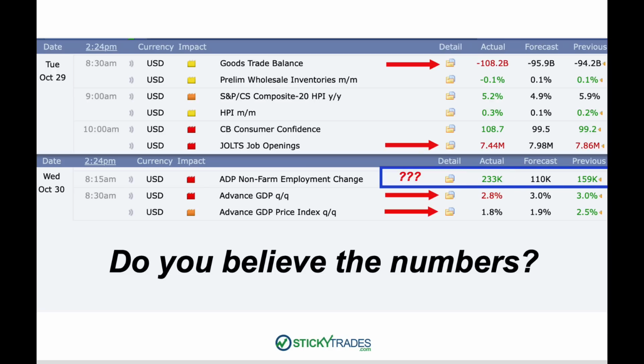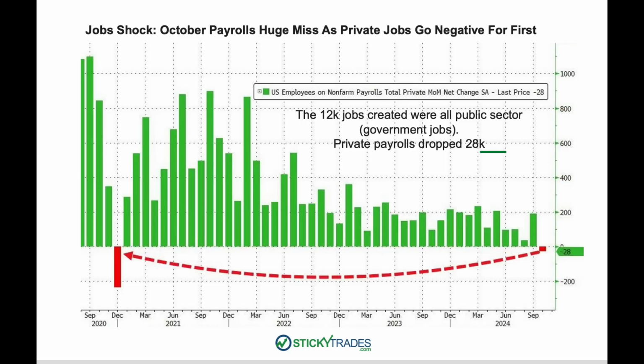How can you trust these numbers when the employment change is showing a dramatic increase, but the job openings are showing a dramatic decrease? And when we put that all together, and I'm going to come back to this slide, when we put that all together with the job shock that came out today, October payrolls had a huge miss in private jobs, and they go negative for the first time since 2020. Now, what is going on here? Let me just take a little time to explain.